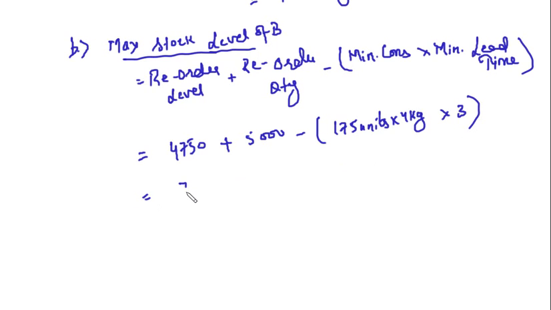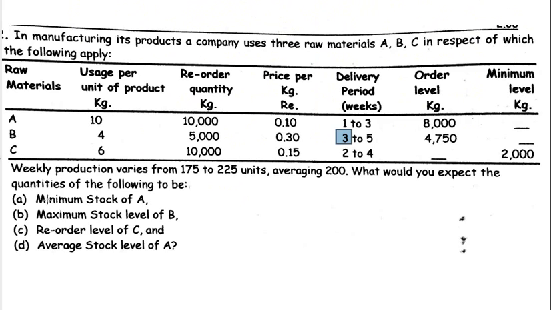So this comes to 7650 kg. This is the maximum stock of B that should be there in the store. Next, reorder level of C. For C, the reorder level is not known. So what is required is the reorder level of C.